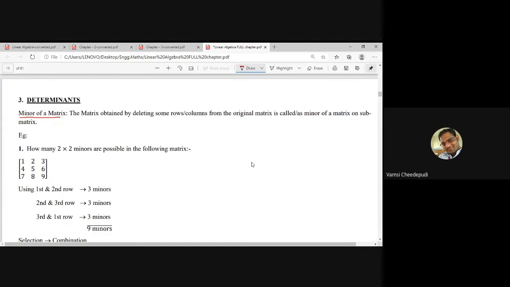Just a submatrix. A matrix obtained by deleting some rows or columns from the original matrix is called a minor of a matrix, or submatrix.